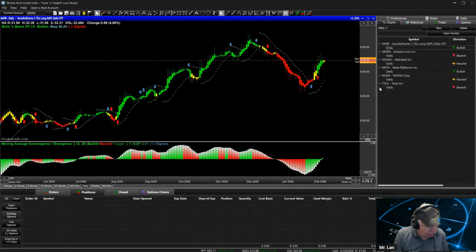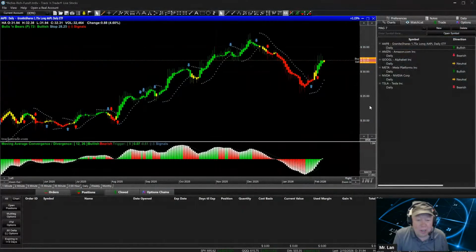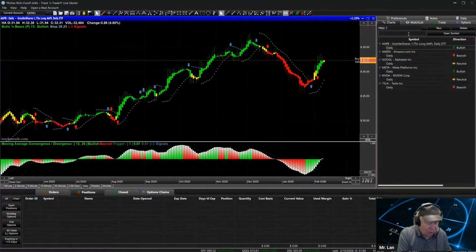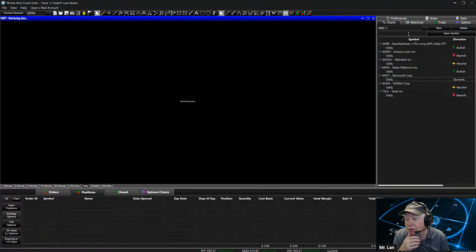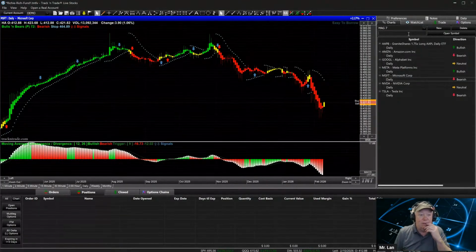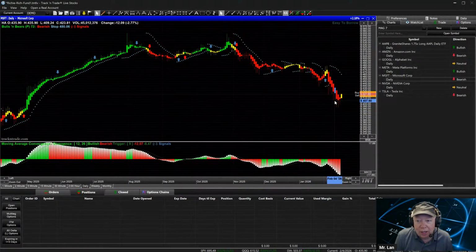And which one am I missing? Tesla, Meta, Alphabet, Amazon. Did I get Amazon? Oh, I did get Amazon. Apple, Microsoft, MSFT. 1, 2, 3, 4, 5, 6, 7. How can you forget Microsoft? All right, here's Microsoft. Look at this. Microsoft way down here in the bottom of the barrel. That's a good place to buy in Microsoft, I would say.